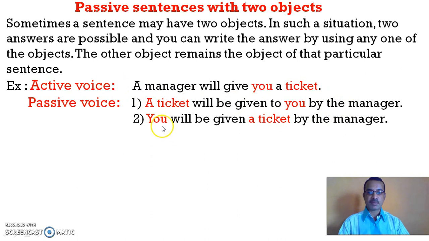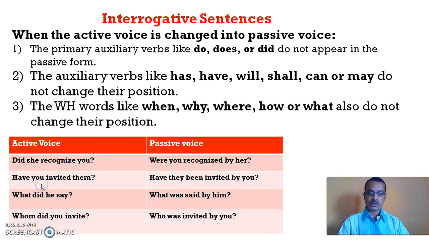In the second example, here we have taken the second object, you. You will be given a ticket by a manager. So here we can say that if there are two objects in one example, we can write the answer of that question in two types, two methods.